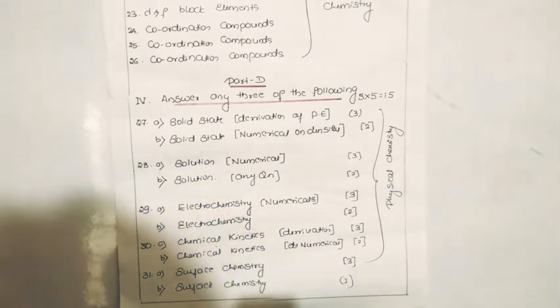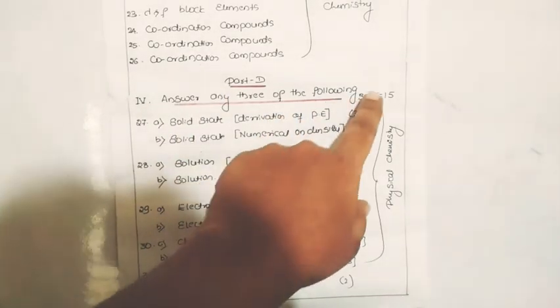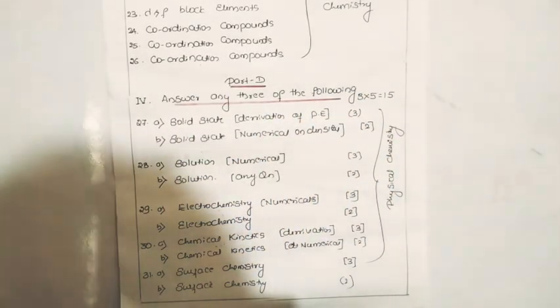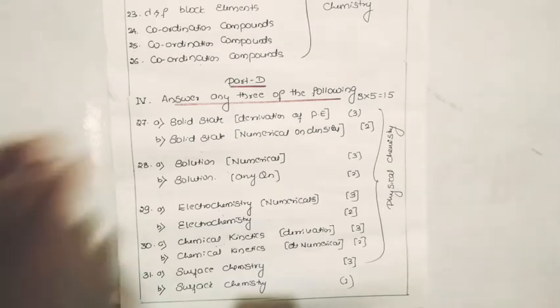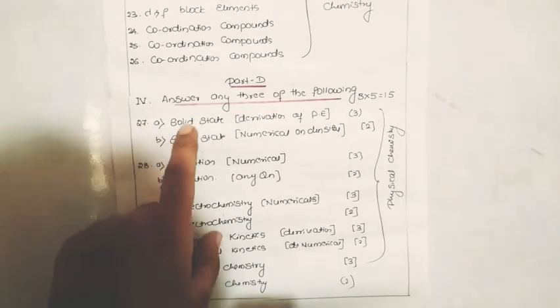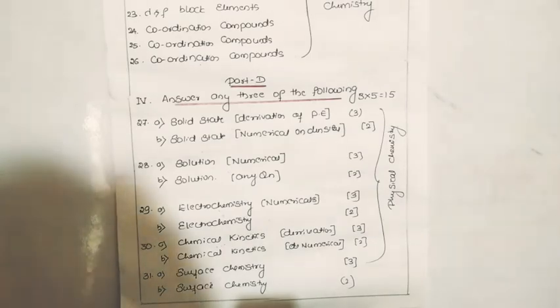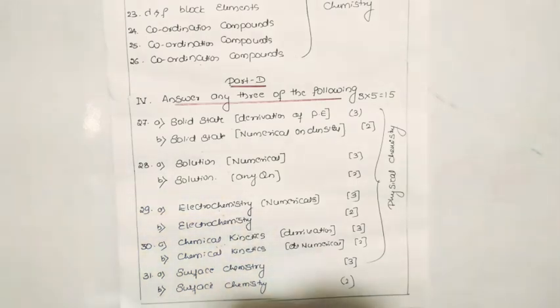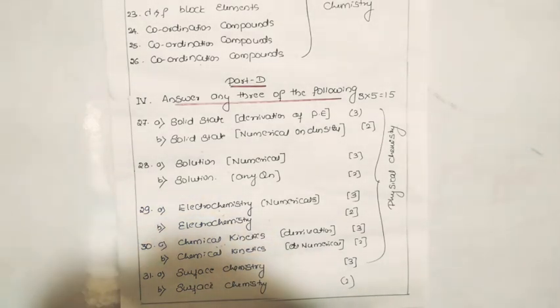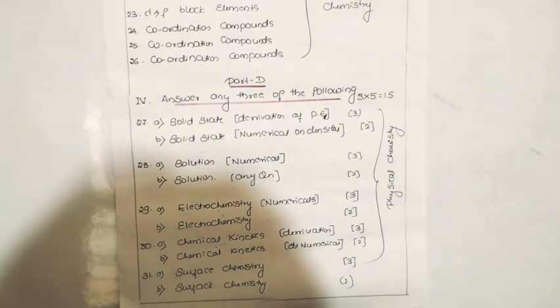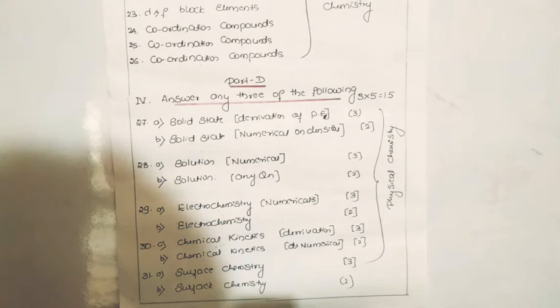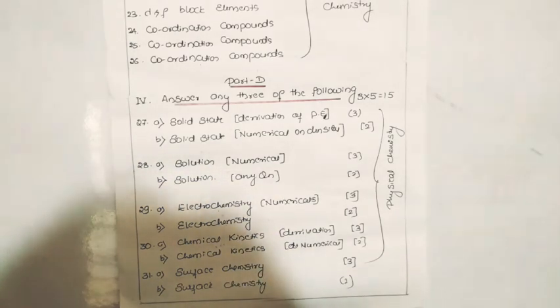How? Quite simple. See here. As each question carries 5 marks, and you know that in chemistry a direct 5-mark question will not appear, it will be in a 3 plus 2 or 2 plus 2 plus 1 form. The 27th question is compulsory from solid state. 27(a) is compulsory from the derivation of packing efficiency. So derive the packing efficiency of BCC, FCC, simple unit cell, which is compulsory for 3 marks.